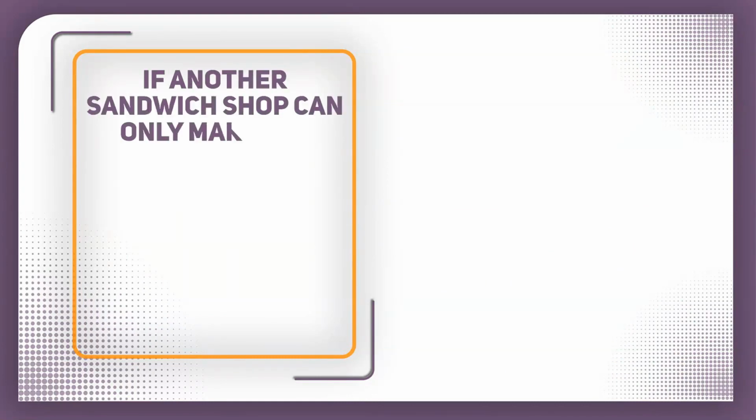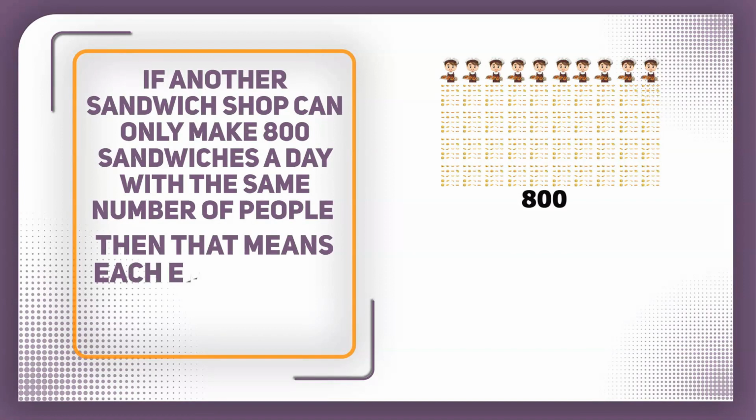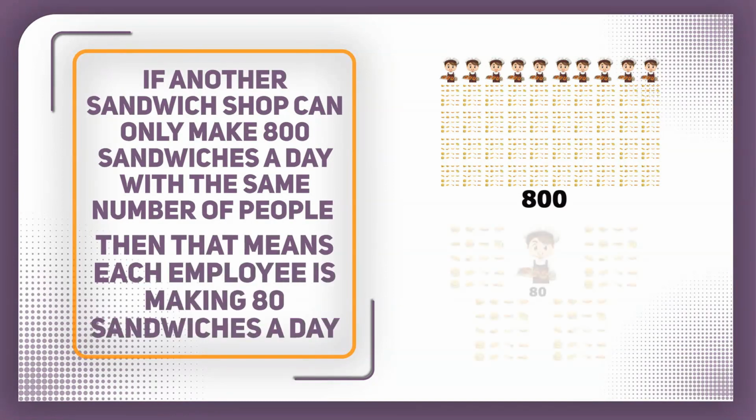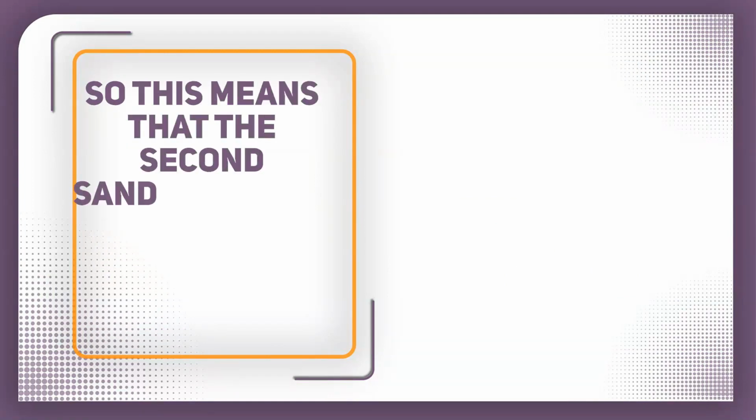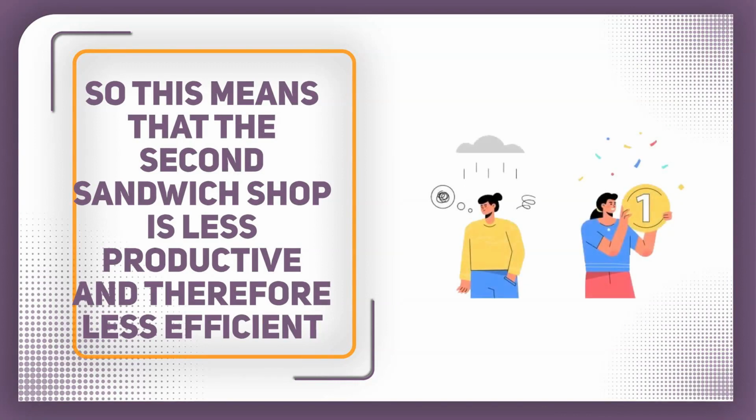If another sandwich shop can only make 800 sandwiches a day with the same number of people, then this means each employee is making 80 sandwiches a day. So this means that the second sandwich shop is less productive and therefore less efficient.